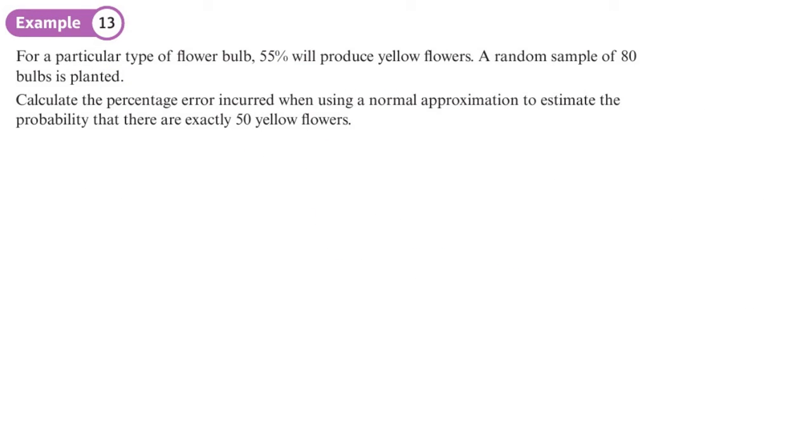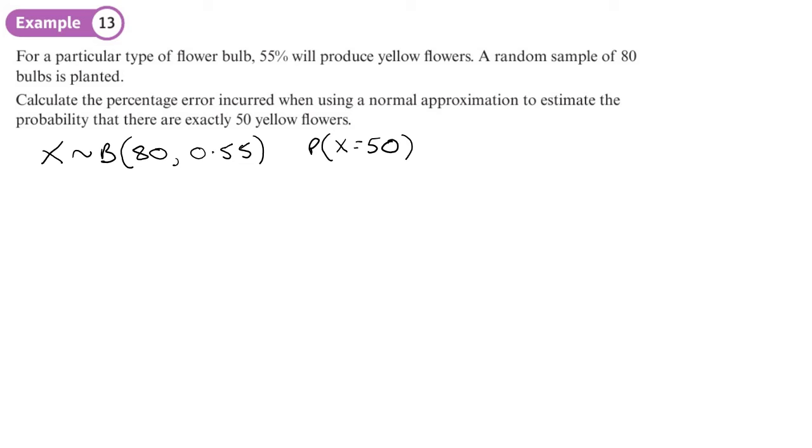On this question here, we're going to work out the answer using binomial. We're going to work out the answer using a normal approximation. We're going to work out the percentage error between the two. So let's work it out. The exact answer using binomial would be your 80, 0.55, and we want to work out the probability of exactly 50 flowers. And in the days of tables, you wouldn't be able to work out this question because there wouldn't be a table for 80, but we can use our calculators for that.